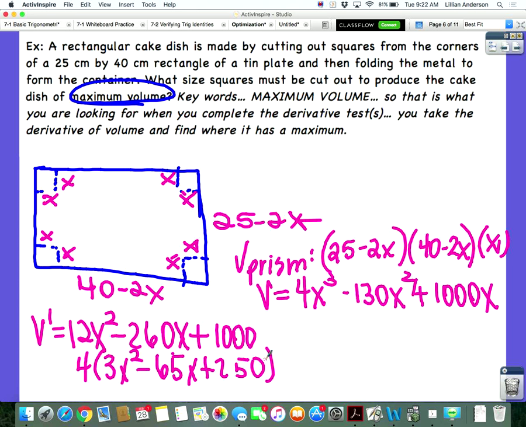Still gonna have to use the ac method. 3 times 250 is 750. The two numbers multiply to give you a positive 750, but add together to give you a negative 65.